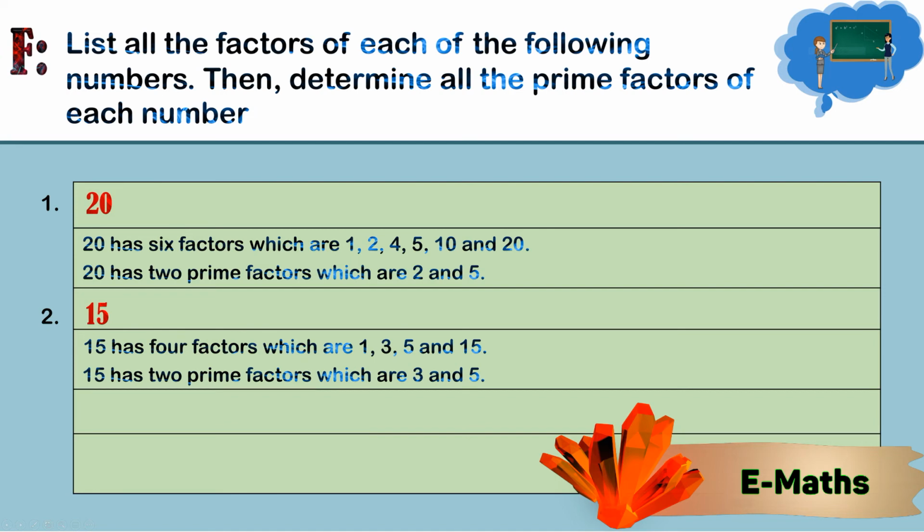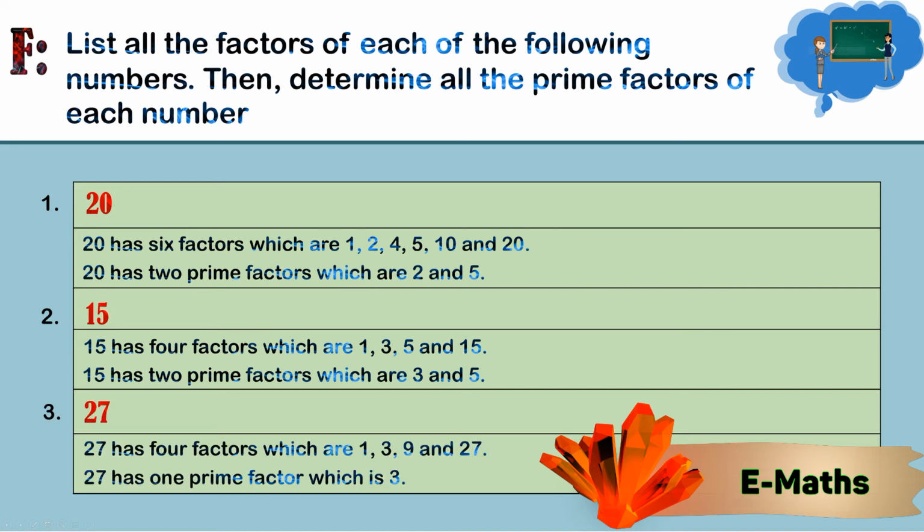Number 2, 15. 15 has 4 factors, which are 1, 3, 5, and 15. 15 has 2 prime factors, which are 3 and 5. Number 3, 27. 27 has 4 factors, which are 1, 3, 9, and 27. 27 has 1 prime factor, which is 3.